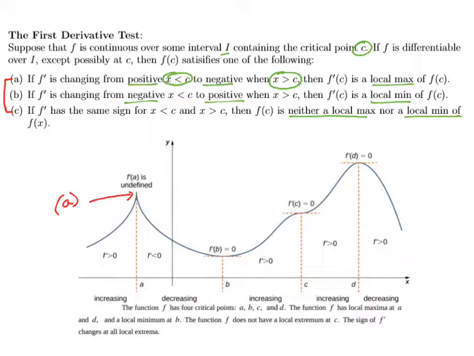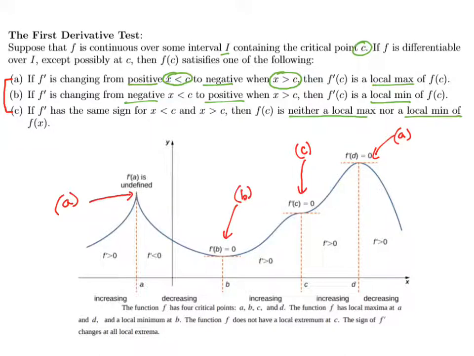Part B is saying when the derivative is changing from negative to positive, well, that's what's happening here. Left of the critical point B, we're negative, and then to the right, the derivative is positive. And then for part C, this is when we have neither a local max nor a local min, so this point corresponds to part C of the first derivative test. And then what's happening at D, we're going from positive to negative again, so that's like part A of the first derivative test.